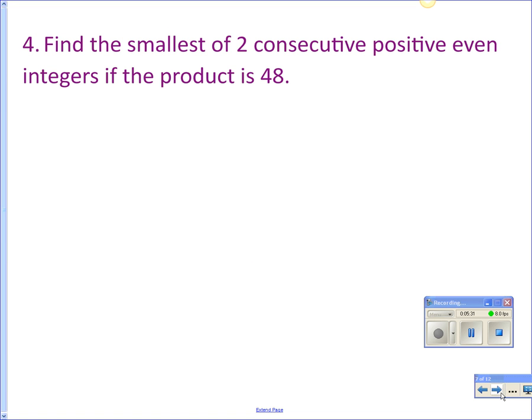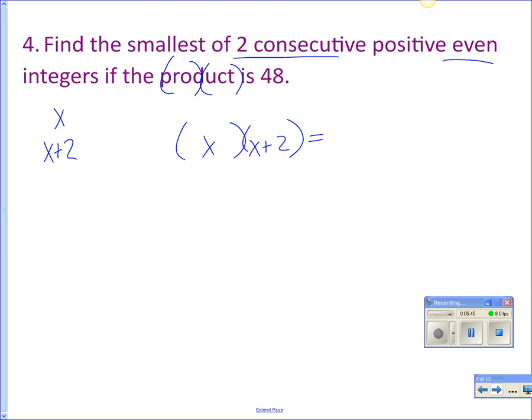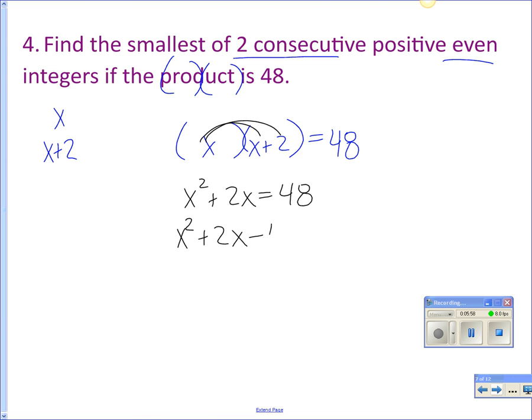All right, number 3, find the smallest of two consecutive positive even integers if the product is 48. Two consecutive even integers are x and x plus 2. Product means to multiply, so x times x plus 2 equals 48. All right, lobster claw. x squared plus 2x equals 48. And move it over and make it negative.